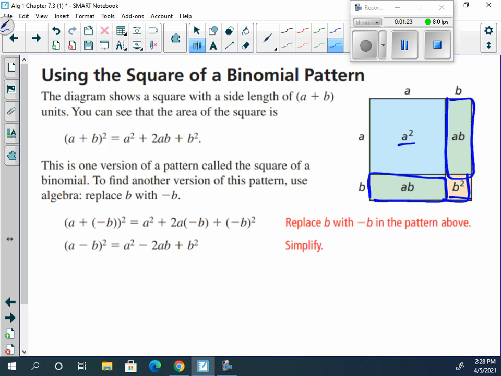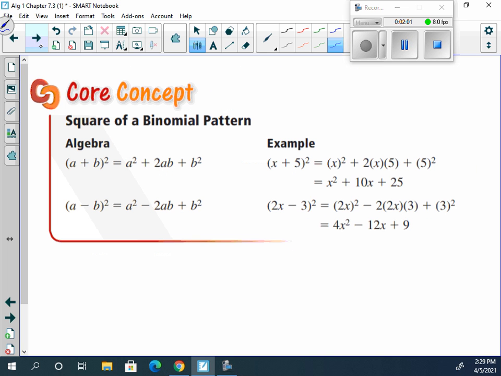But I do have two ab's, yes? These two are the same, yes? ab and ab? So that would give me 2ab because we can add those together, which would be a squared plus 2ab plus b squared. What I'm showing you is kind of a symbolic version of what we're going to be doing. It's where we can see it as a picture. And we can replace b with negative b and get the same thing.